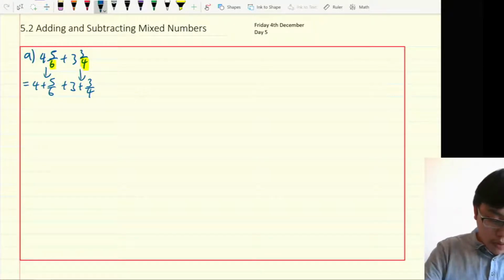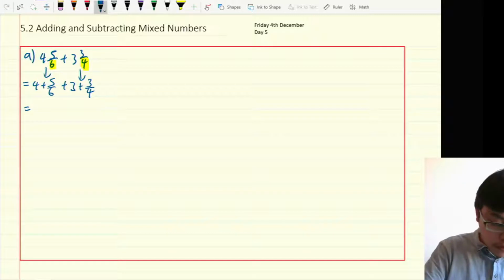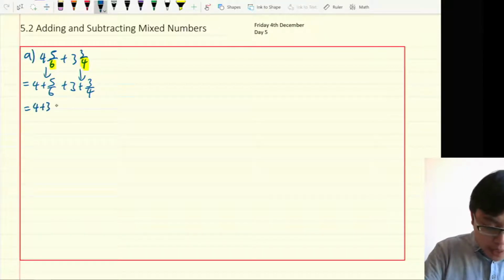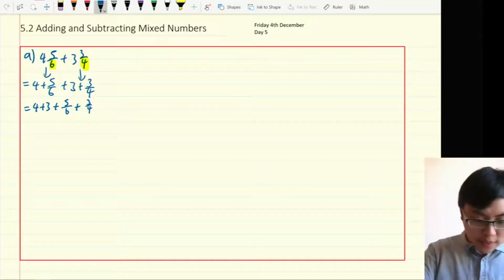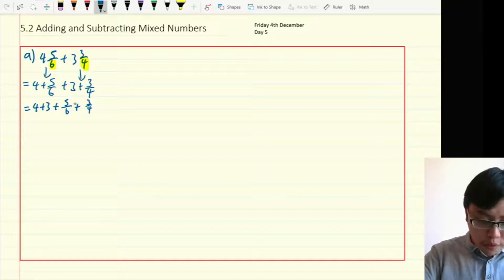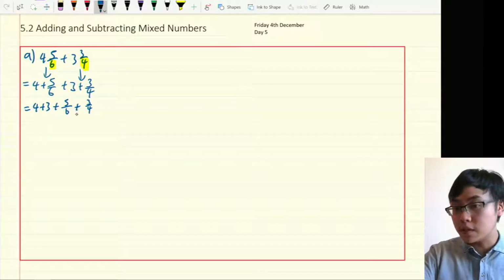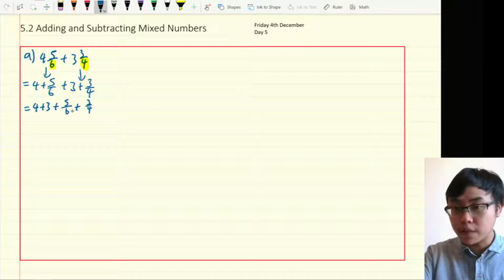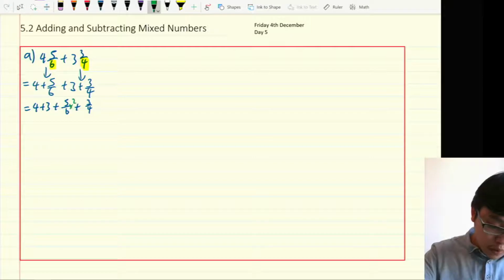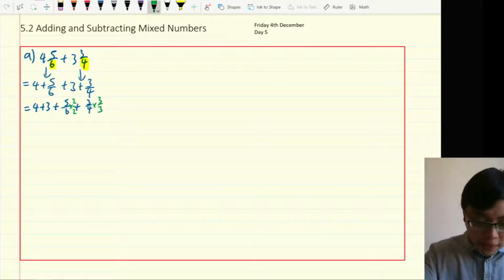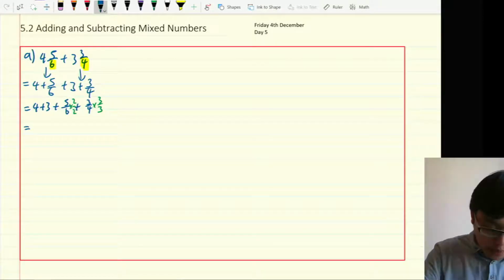So what I would want to do is put the whole numbers together. So that's 4 plus 3. And then I want to put the fractions together. So 5 over 6 plus 3 over 4. Now the next thing is because they are different denominators, we want to find the least common denominator so that we can change both fractions into the same denominator so that we can add them to each other. And that just happens to be 12. So multiply top and bottom by 2 for this one, and multiply top and bottom by 3 for the other one.